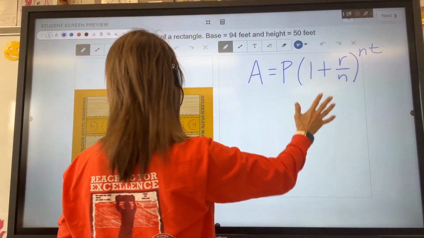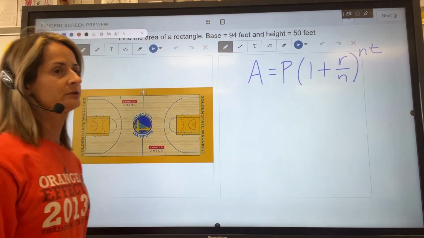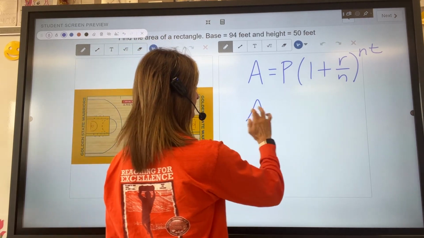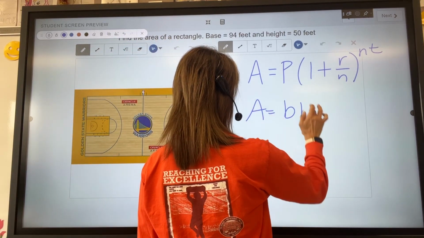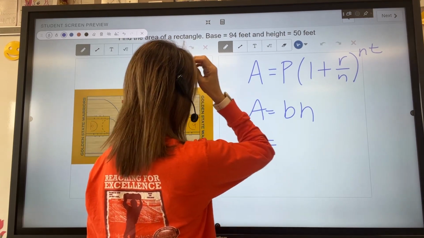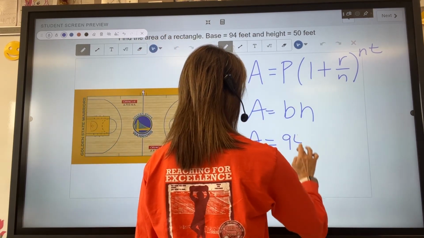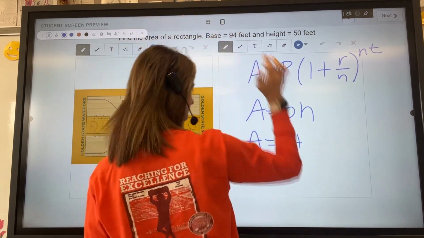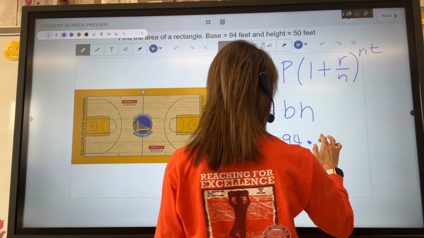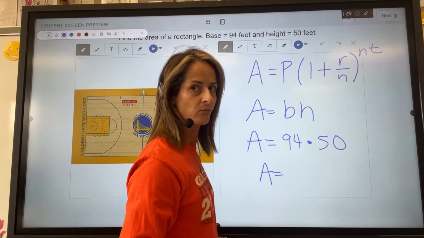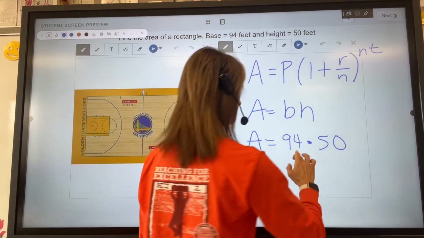So the formula for this, it's a rectangle, so you can use length times width or base times height. I'm just going to use base times height. So area equals base times height. There's the formula. Then you plug the numbers in that you're given. It tells you the base is 94 and the height is, I don't want to use an X. We don't use X for multiplication anymore. And the height is 50. What do you get when you multiply those two numbers? 4,700. Did you say 4,700?